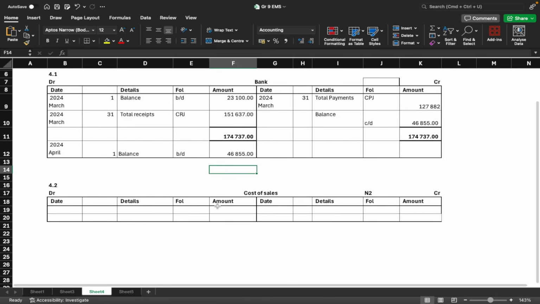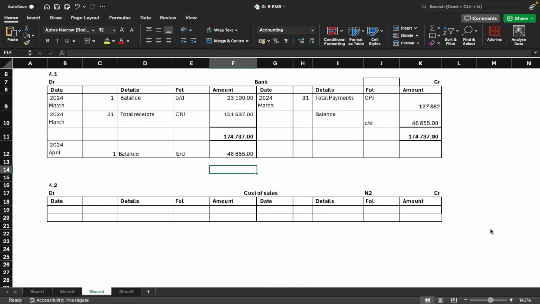Okay, so now let's look at cost of sales. How are we going to do the cost of sales T account? Well, this should be fairly easy because we know our cost of sales is an expense account, and expenses increase on the debit side. Now here's something interesting.